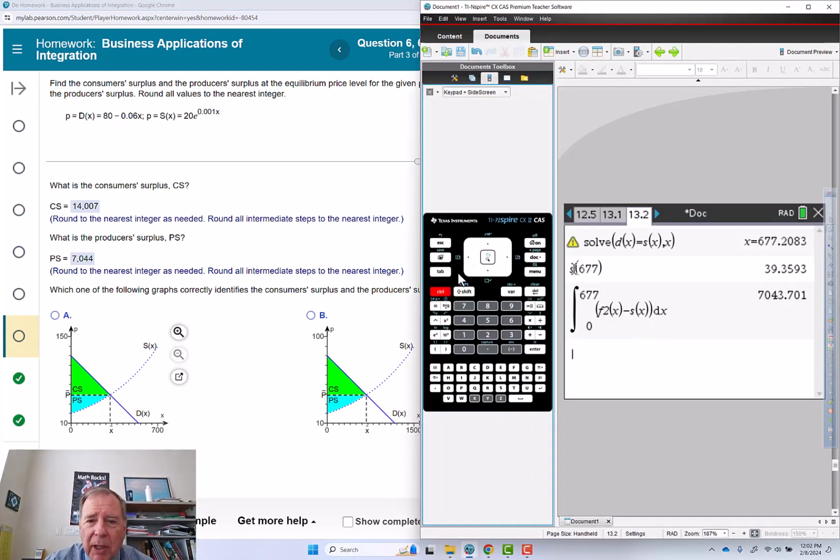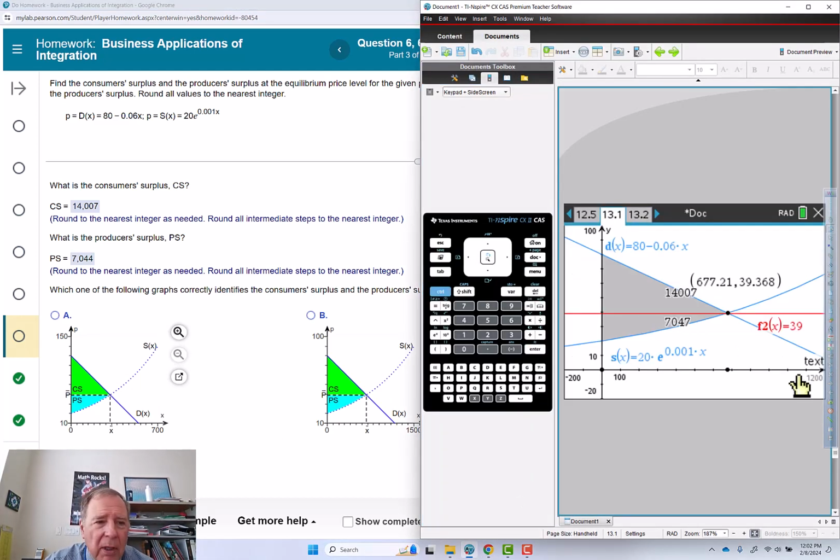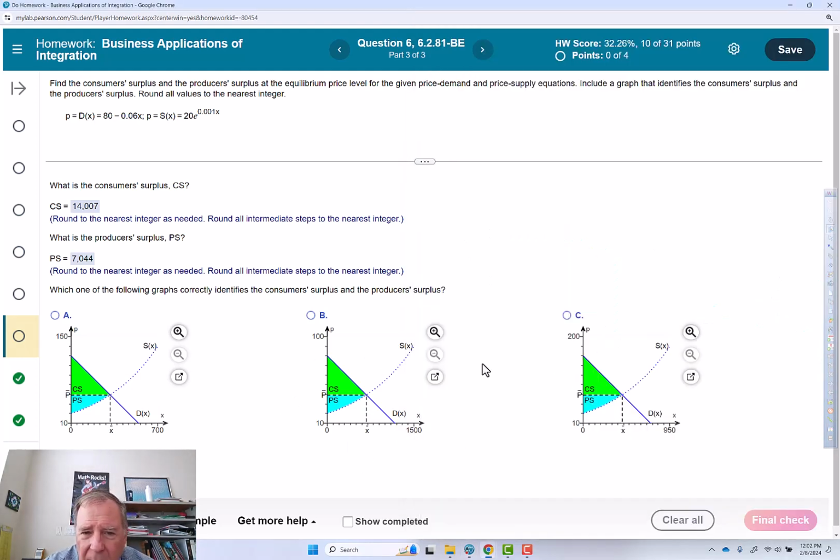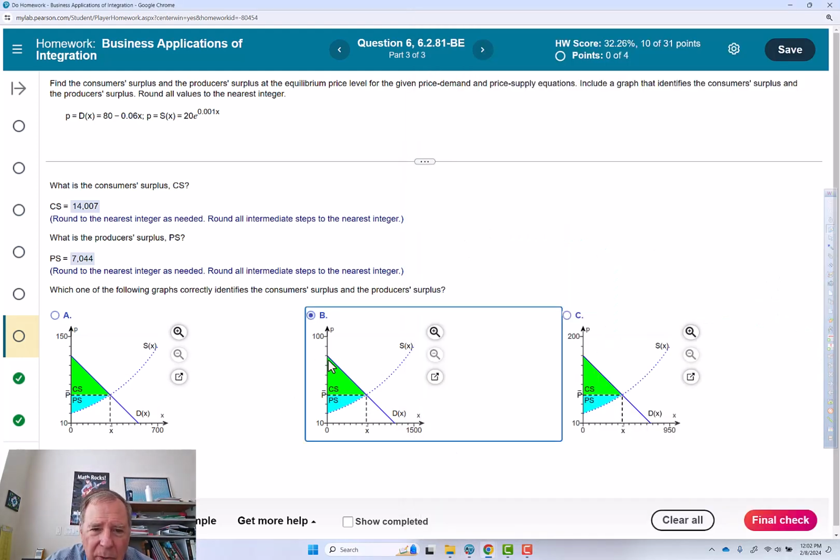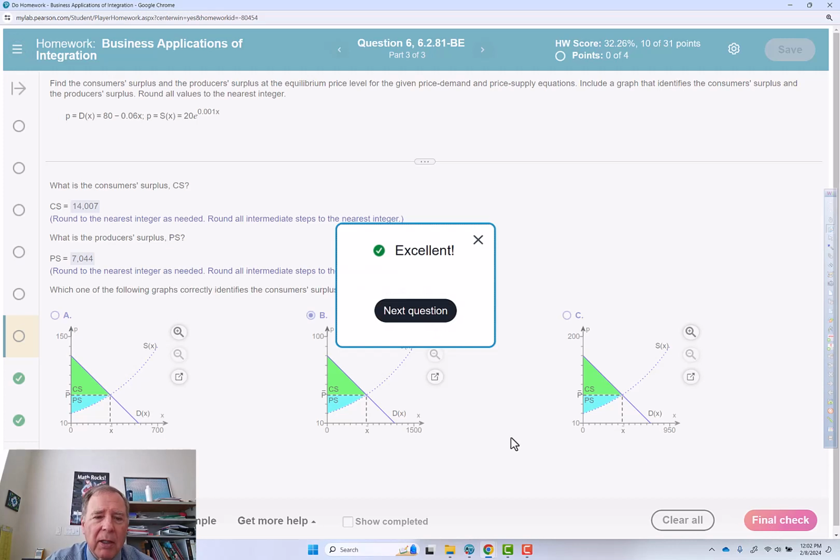So let's look back at our graph. And they're doing 0 to 150 and 0 to 700, although this one, okay, let's see, we're hitting the y-intercept there at 80. That looks like 80. Okay, this has got to be it because the y-intercept is 80 there for the linear demand function. Final check, and that concludes this video.